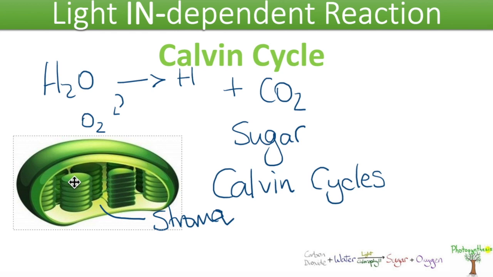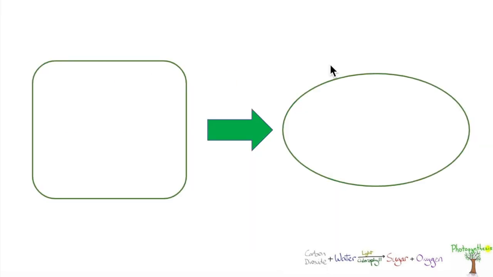So photolysis happened in the thylakoids. Calvin's cycle happens in the stroma. And basically that's it. That's the two sets of reactions that make carbon dioxide and water, with the energy from the light, turn into sugar and oxygen. Okay, pretty simple. Not really. We talked about two pretty difficult concepts: photolysis and the Calvin cycle, the light dependent and the light independent reaction, which overall gives us photosynthesis.